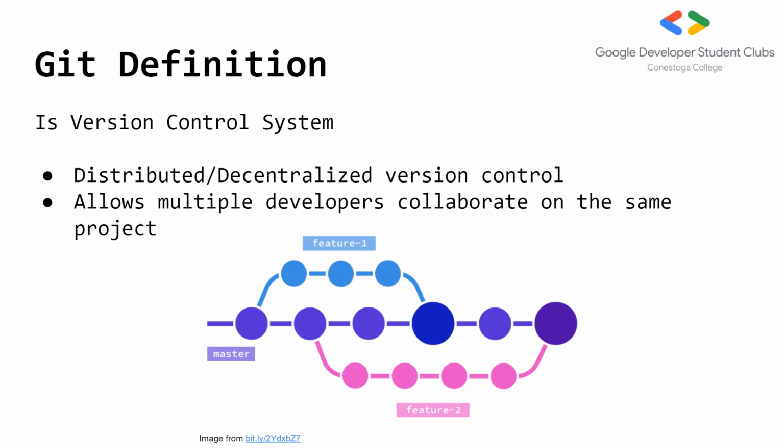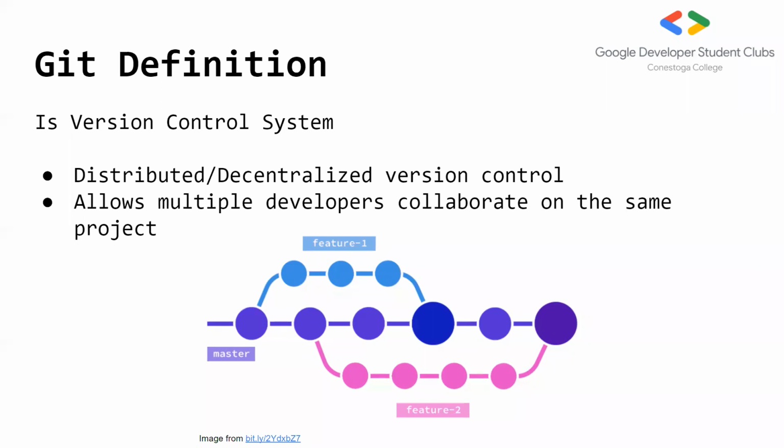And this way you can simplify your life. So essentially it's distributed or decentralized version control. What it means is that every developer has their own copy of the repository on their computer, with different commits. We will talk again a little bit about repositories on the next slide, sorry. And essentially what Git allows us to do is allow multiple developers to collaborate on the same project, right?